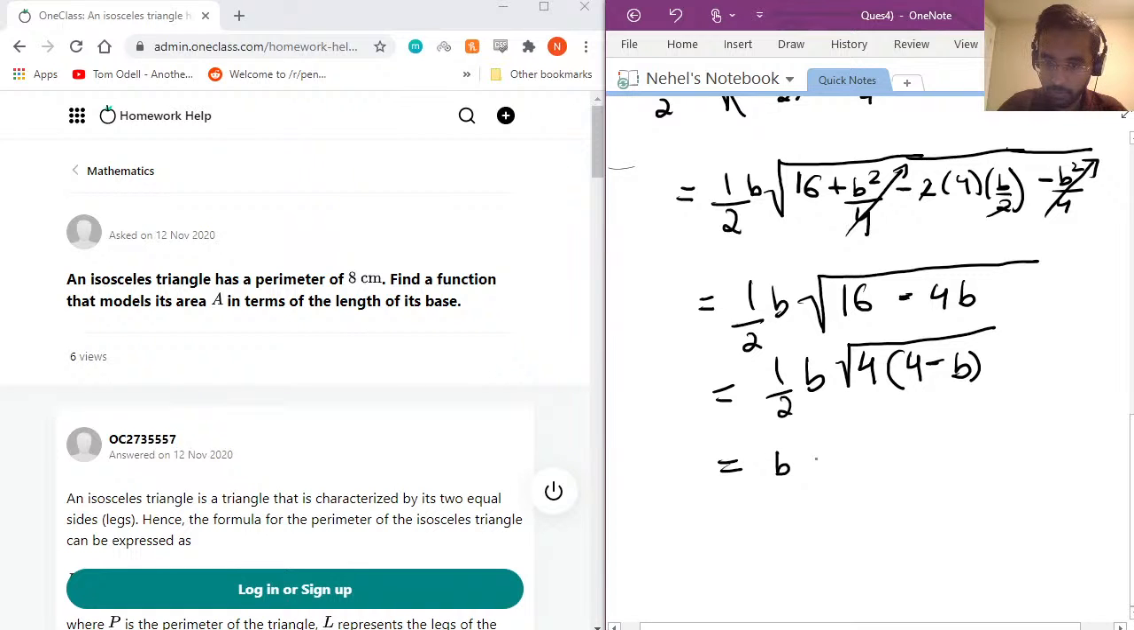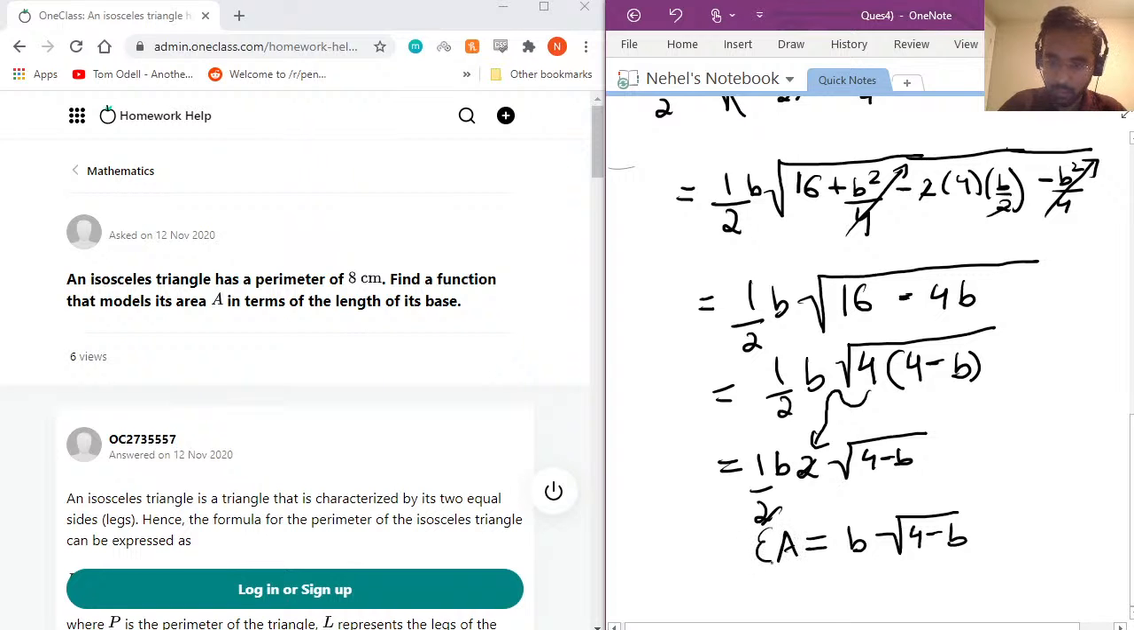So we are left with, let me just show that step as well, so that we're all clear. 4 minus b, so this after coming out becomes this 2, and then these two cancel out, and then we're left with b under root of 4 minus b, which is equal to the area. So that's the final answer.